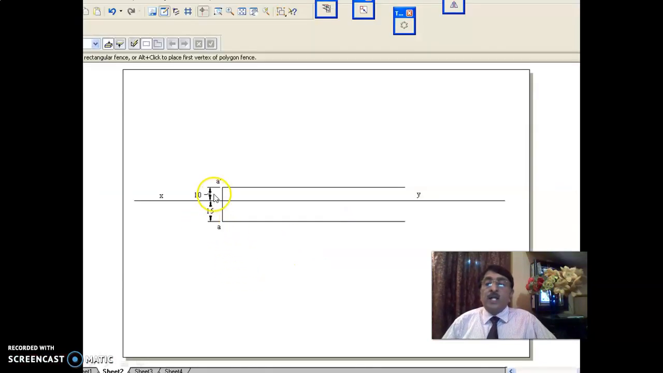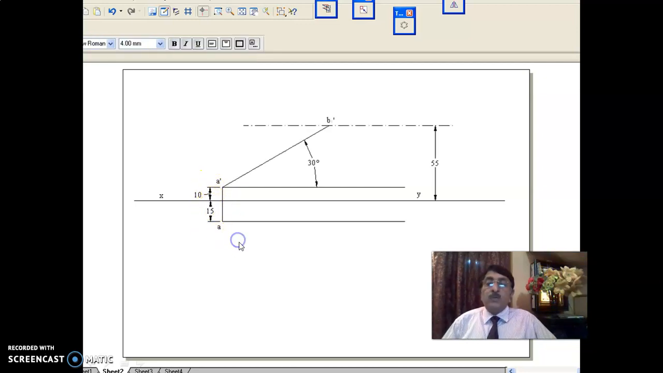Look carefully. Draw 10 mm and 15 mm from the XY line, the VP and HP, to mark A dash and A. This is anyway not a parameter. Whatever distance they give, you just draw it. Now look here.